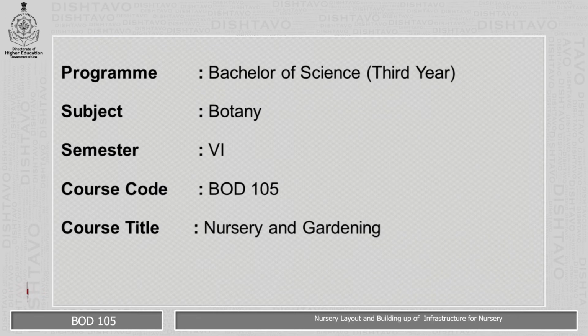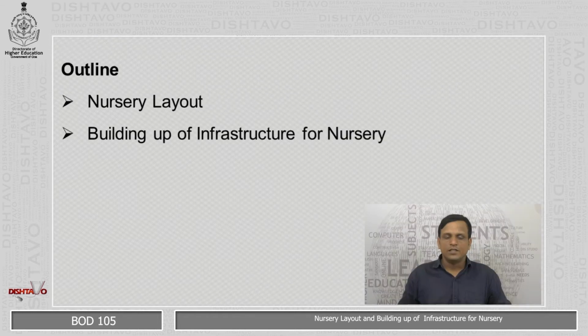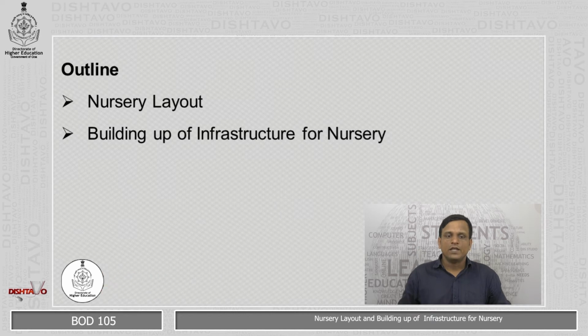This module is for Bachelor of Science third year, Botany, semester 6. Course code is BOD105. Course title is Nursery and Gardening. Title of this unit is Nursery. Module name is Nursery Layout, Building up of Infrastructure for Nursery. In this module, we'll learn how to lay a nursery and what are the prerequisites for laying a nursery. What are the building up infrastructures required for running a nursery.